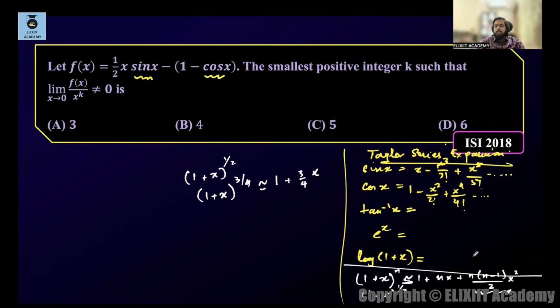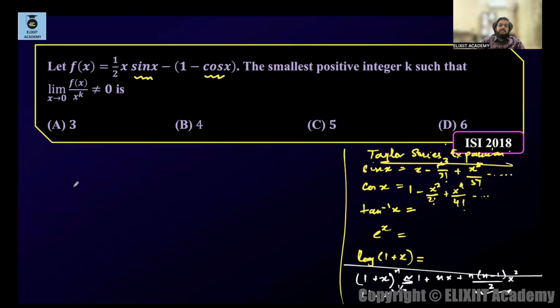It's called binomial approximation. In a single question, you might have to use binomial approximation also. You might have to use Taylor series expansion also. And maybe you might also have to use the standard forms, like sin x by x, tan x by x, all those things. So a lot of questions are possible from here. Anyways, now let's come back to this question.